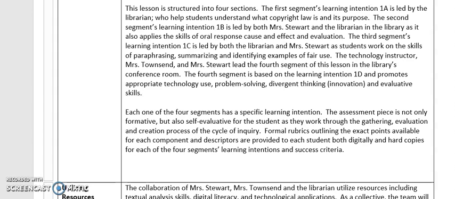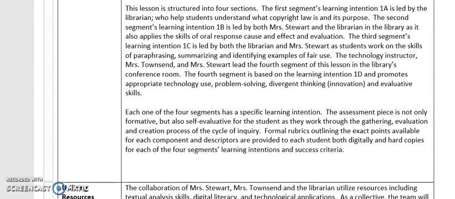The first segment's Learning Intention 1A is led by the librarian who will help students understand what copyright law is and its purpose. The second segment's Learning Intention 1B is led by both Mrs. Stewart and the librarian in the library, as it also applies the skills of oral response, cause and effect, and evaluation. The third segment's Learning Intention 1C is led by both the librarian and Mrs. Stewart as the students work on the skills of paraphrasing, summarizing, and identifying examples of fair use.